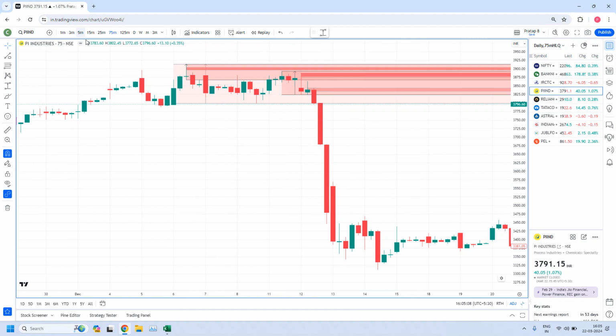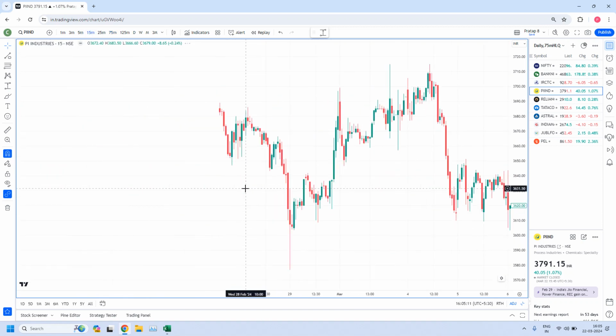So we have 2 75-minute zones. Inside we have fine-tuned with 15-minute zones.